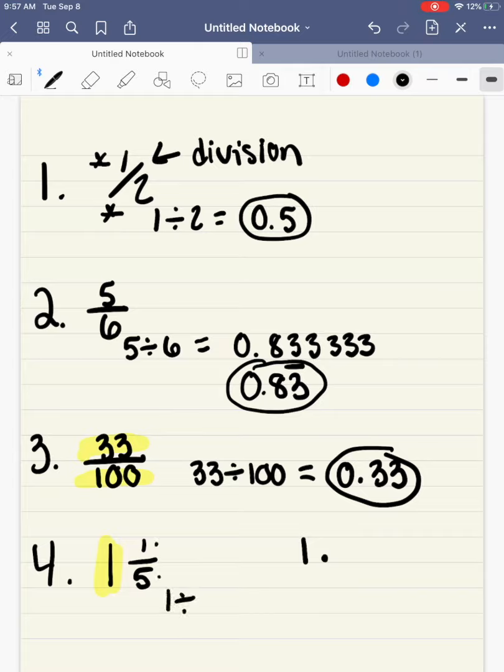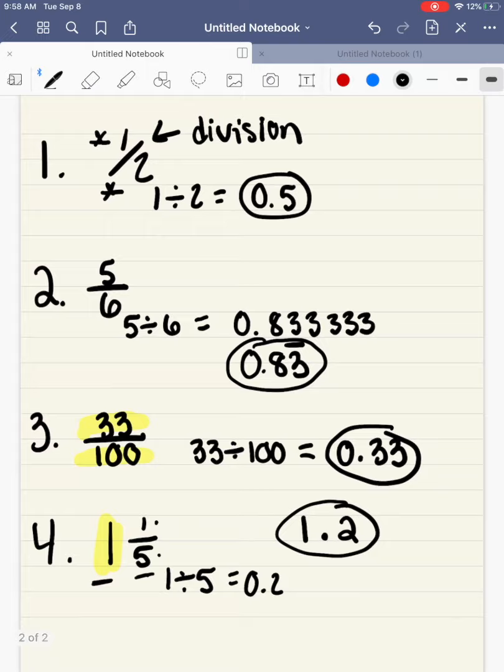So 1 divided by 5 in your calculator gets you the answer 0.2. That is not our final answer because this is 1 and 1/5, not just 1/5. So our final answer is going to be 1.2. The 1 from in front of the mixed number and the 0.2 from the 1/5. So 1.2 is our final answer.